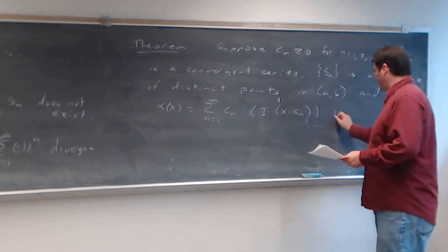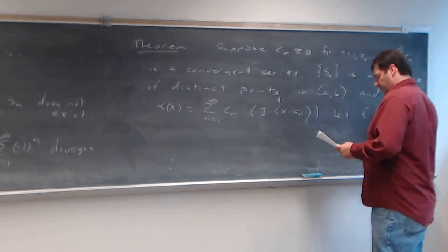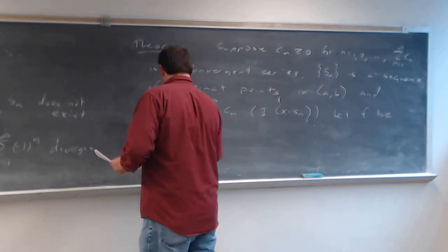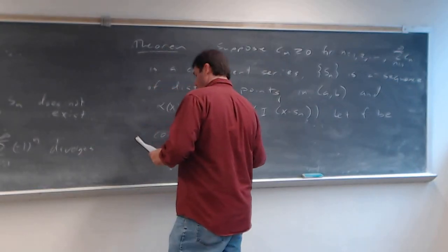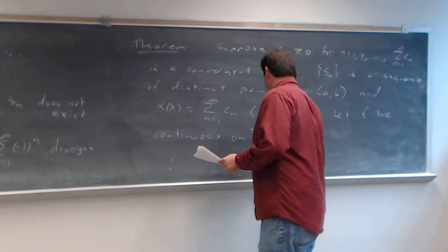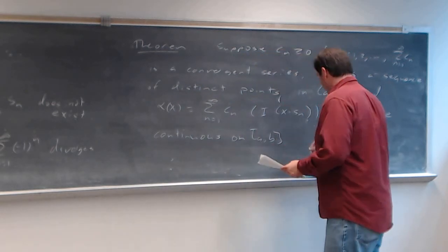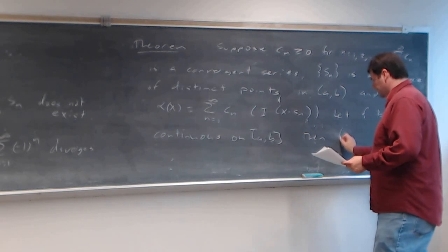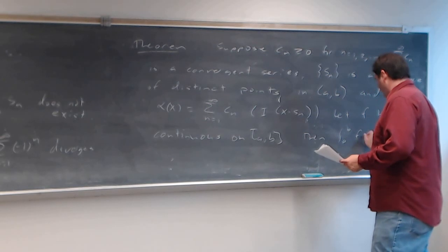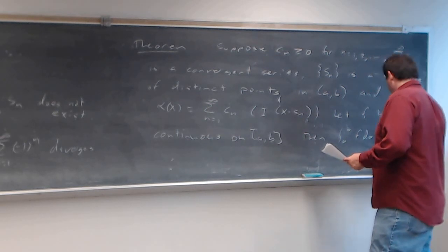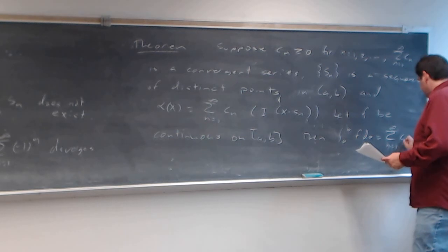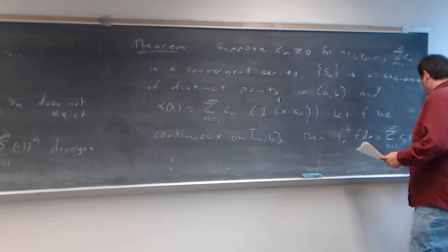And then we're going to let f be continuous on the closed interval from a to b. Then our conclusion is that the integral from a to b of f d alpha is equal to the sum, as n runs from 1 to infinity, of c sub n times f of s sub n.